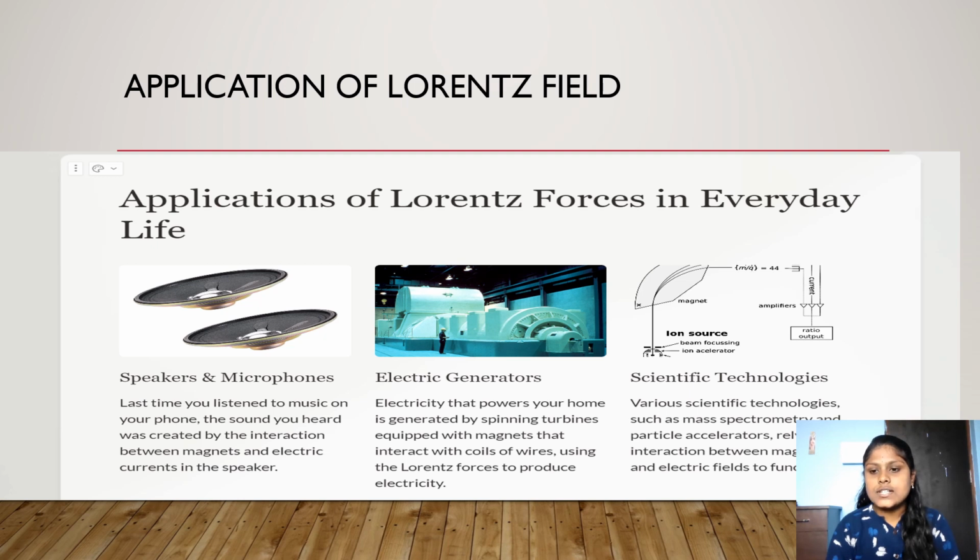Applications of Lorentz forces in everyday life: speakers and microphones. When we listen to music on our phones, the sound you hear is created by the interaction between magnets and the electric currents in the speaker. Electric generator: electricity that powers your home is generated by spinning turbines equipped with magnets that interact with coils of wires, using the Lorentz forces to produce electricity, and in scientific technologies. So these are the applications of Lorentz fields.